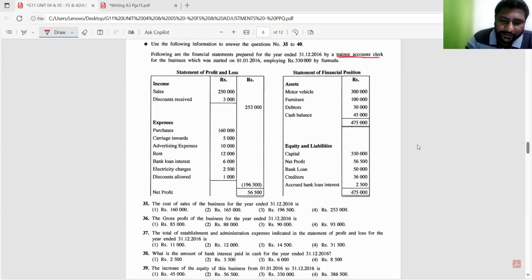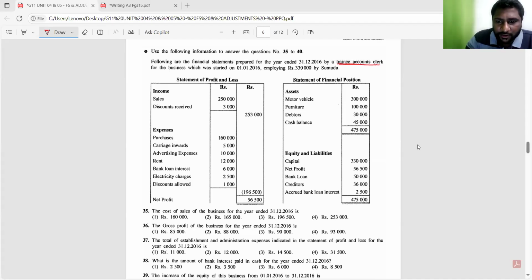So let's do it. What I was telling is, when they say this trainee account clerk, not every time, but these buggers do make mistakes. So we will have to find out the correct values. First one, they are asking us to find the cost of sales.